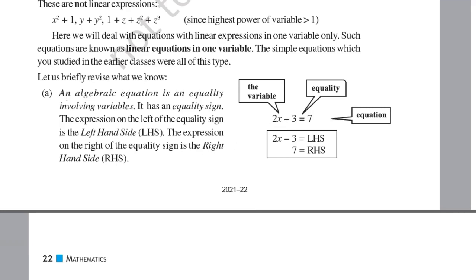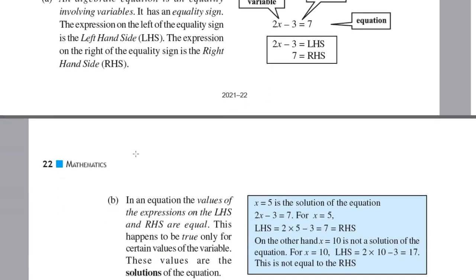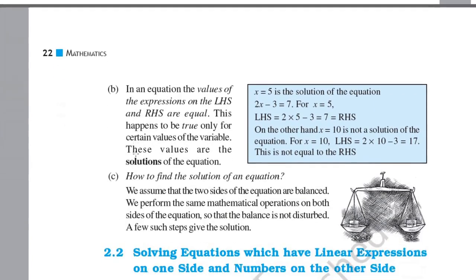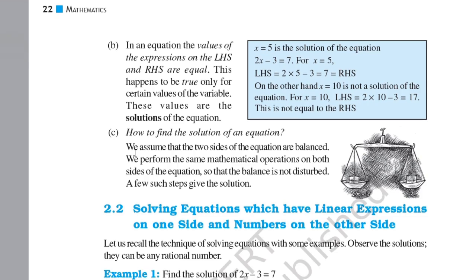An algebraic equation is an equality involving variables. It has an equality sign. The expression on the left of the equality sign is the left hand side and the expression on the right of the equality sign is the right hand side of the equation. So you already know that. In an equation, the values of the expressions on the left hand side and the right hand side are equal. This happens to be true only for certain values of the variable. These values are the solutions of the equation.